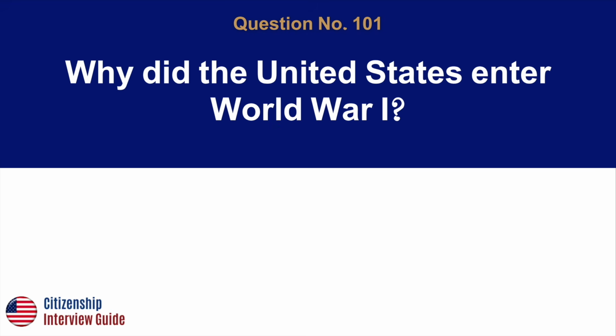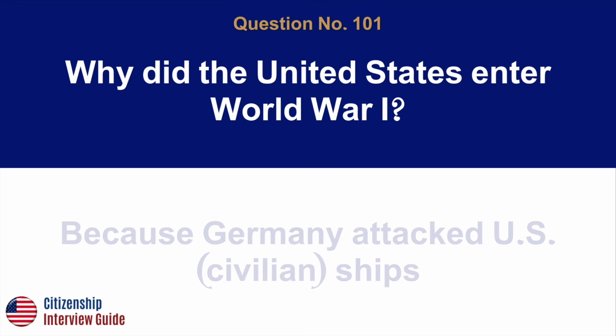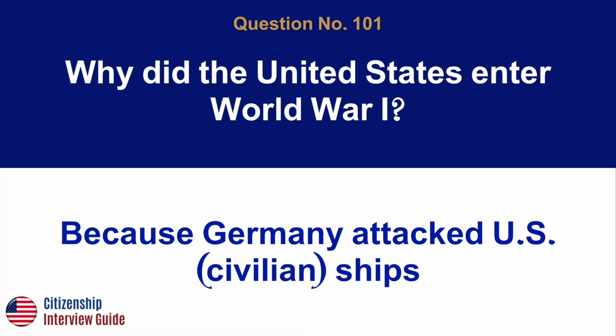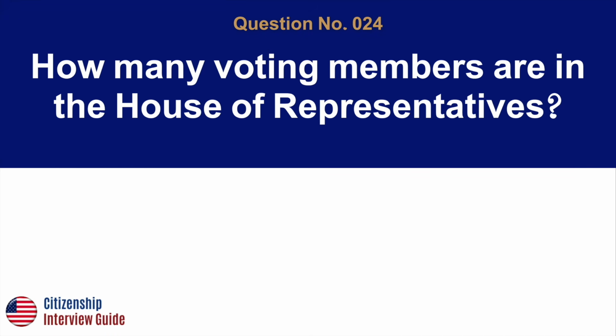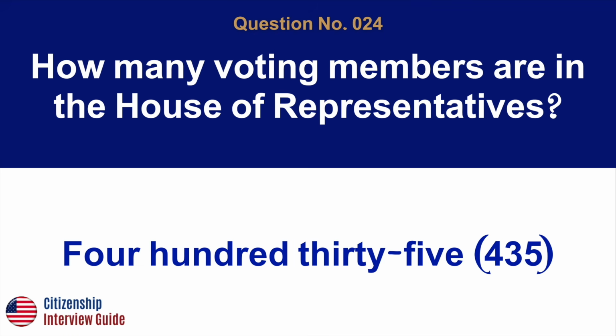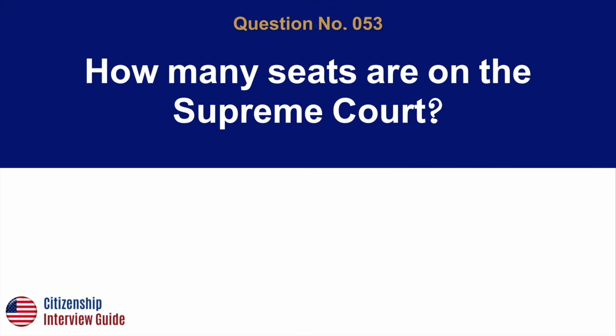Why did the United States enter World War I? Because Germany attacked U.S. civilian ships. How many voting members are in the House of Representatives? 435. How many seats are on the Supreme Court? 9.